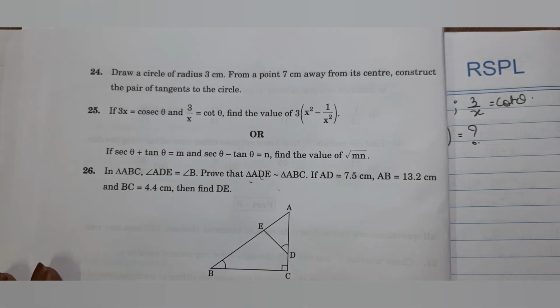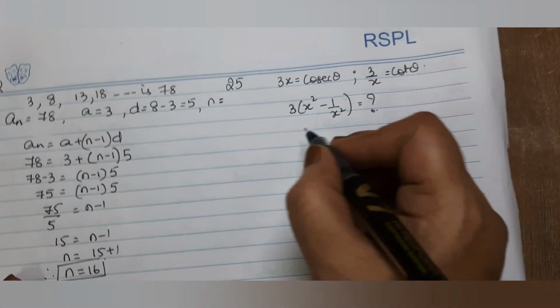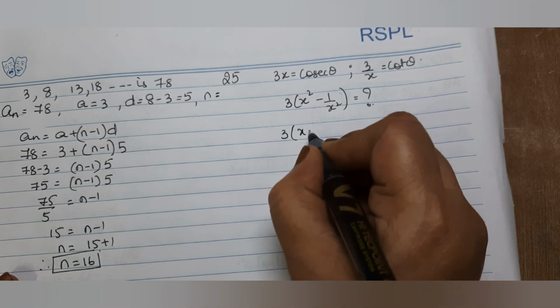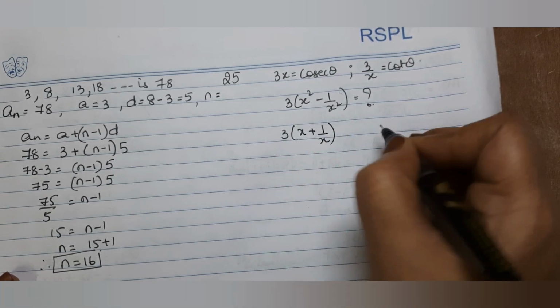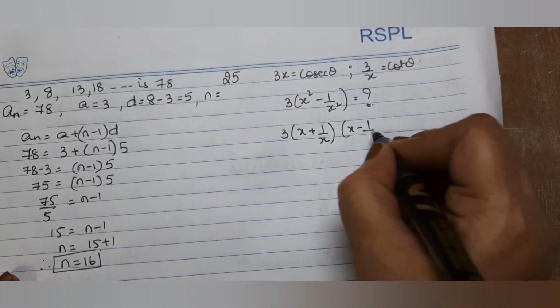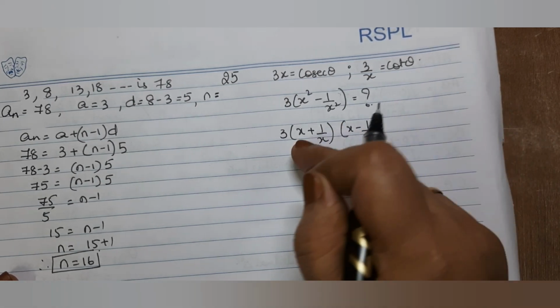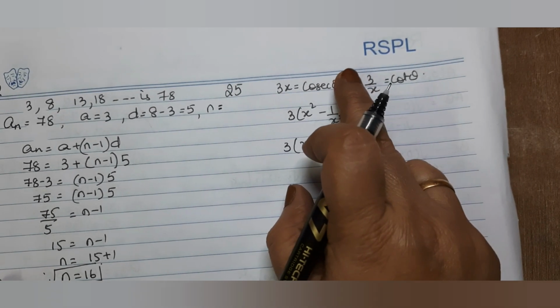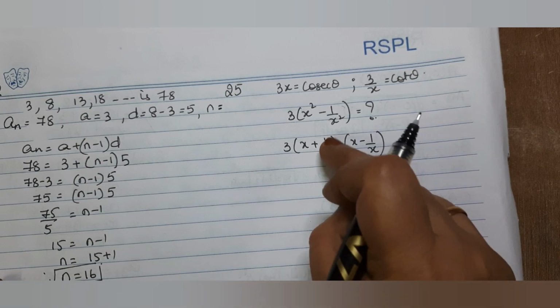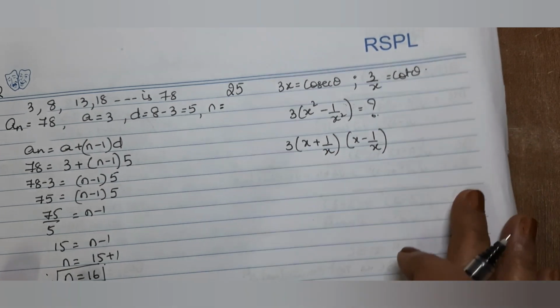So here what we'll do, we'll start with the question first. In this case, I will put it as 3x + 1/x and x - 1/x. We'll have to find the value. From here, we'll bring this value x + 1/x and x - 1/x.